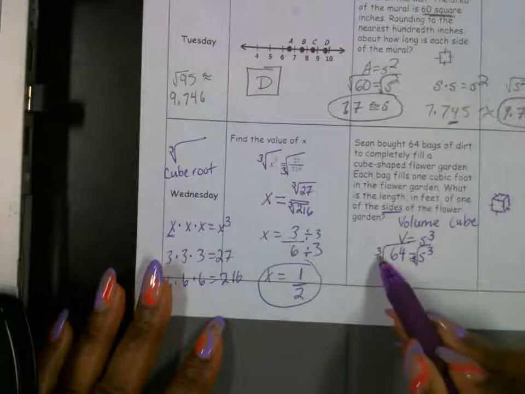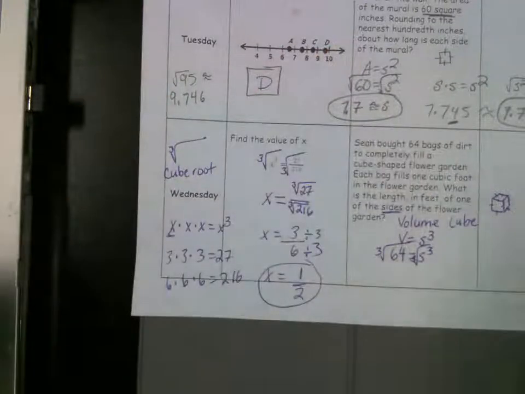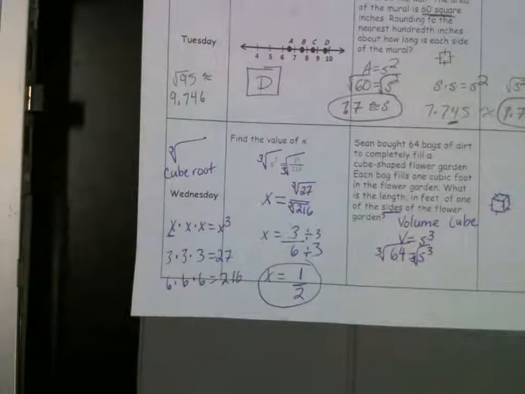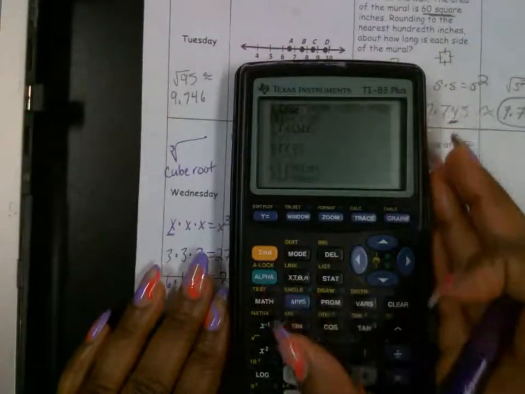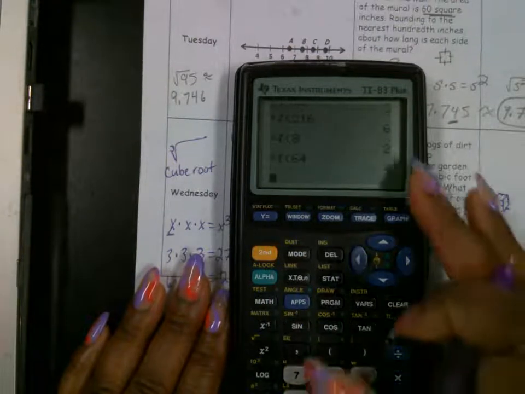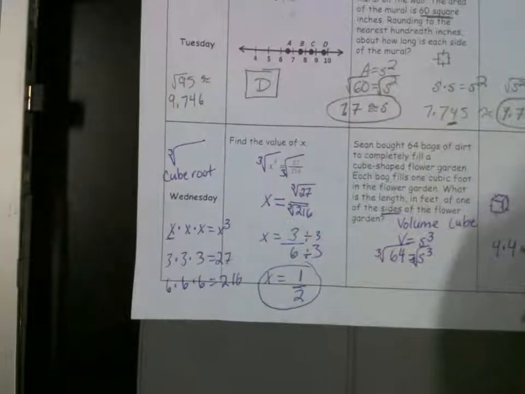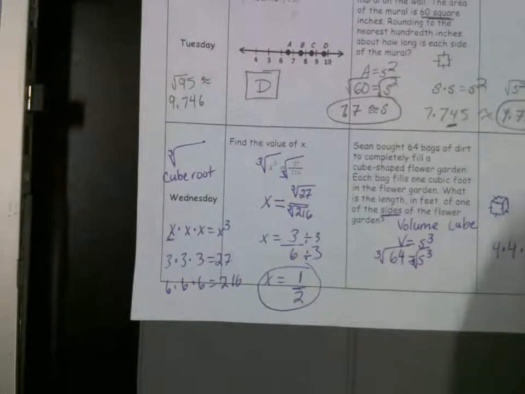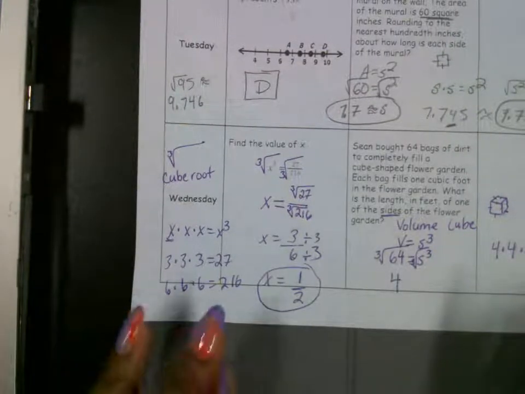So now we need to do the cube root of 64. Remember, what number can be multiplied times itself two other times, a total of three, to give you 64? Okay, 4. So here, if I type that in, math, number 4, and I type in 64, that gives me 4. That means that 4 times 4 times 4 is equal to 64. So 4 is your answer on this side. So each side length is 4 feet.